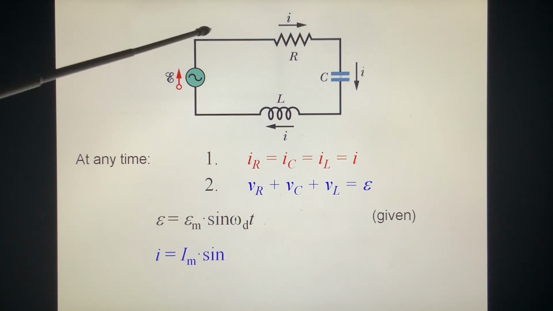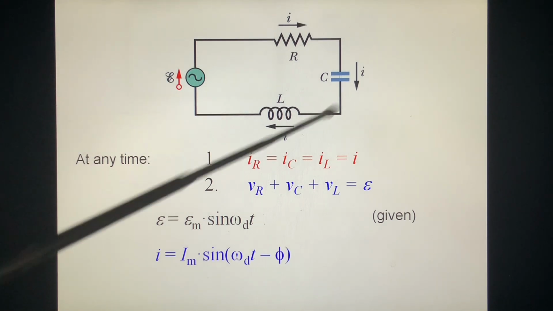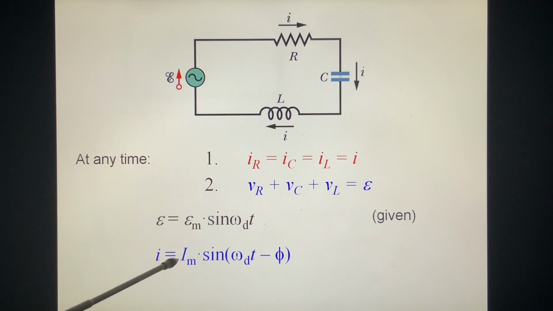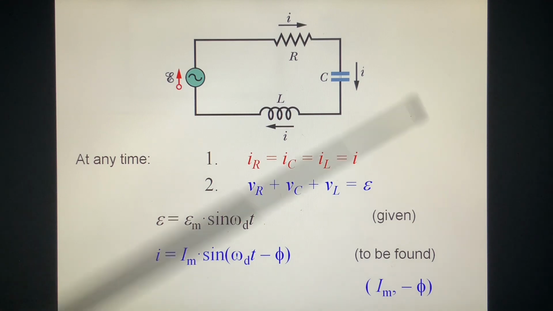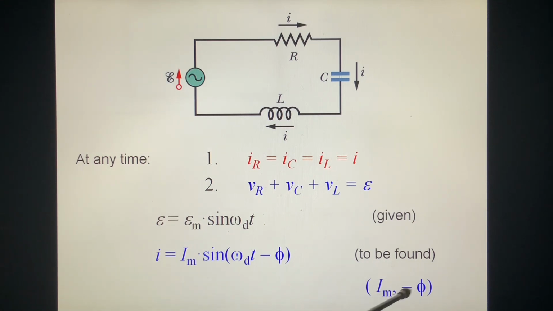Then there is a current flowing in the circuit. This current we saw is equal to Im sine omega t minus phi. This is our given. We know these things, and we want to find I. What is it? You have Im and phi. Notice that in the textbook, the definition here has a minus sign. So what we want to find is the maximum current and the phase difference. This is our job, to find Im and phi.